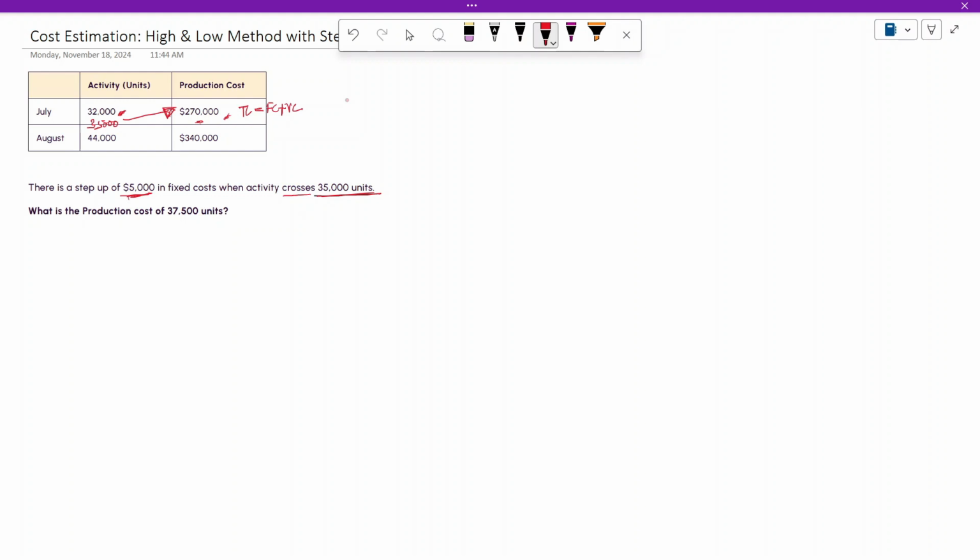However, if the activity level moves from 35,001 all the way to 44,000, the fixed cost will increase by $5,000. And so we are going to use two approaches here to solve this particular question.